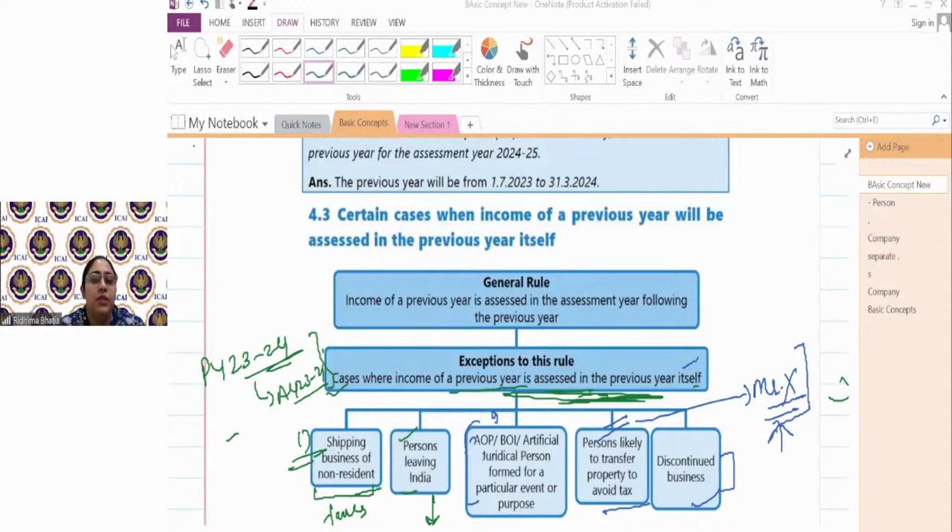NOC means no objection certificate. Yes, Ramchandra, under the Act, wherever the word person is coming, it includes all the persons. I hope, Mukteshwari, your question is answered. And everyone now, I hope the point 4 is also clear.